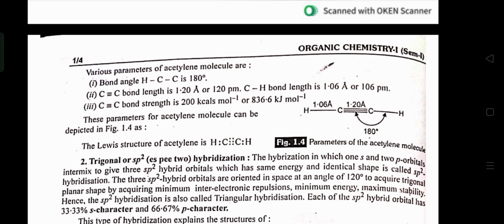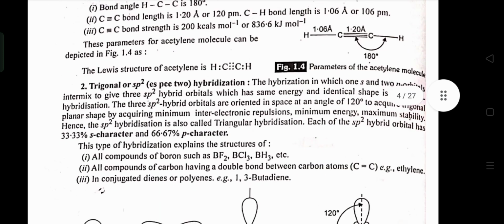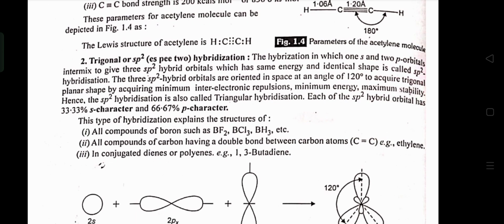Various parameters of the acetylene molecule are: bond angle HCC is 180 degrees. C triple bond C bond length is 1.20 Angstrom or 120 picometer. C-H bond length is 1.06 Angstrom or 106 picometer. C triple bond C bond strength is 200 kilocalorie per mole or 836.6 kilojoule per mole. These parameters for the acetylene molecule can be depicted. The Lewis structure of acetylene is this.